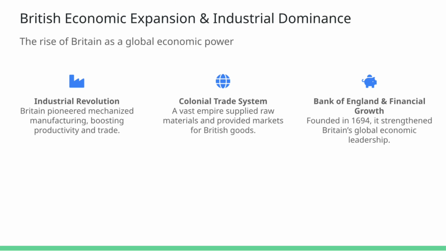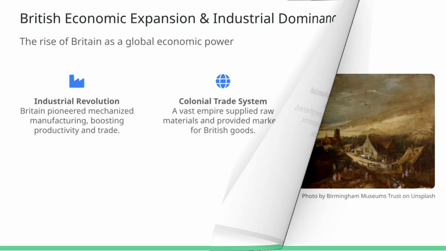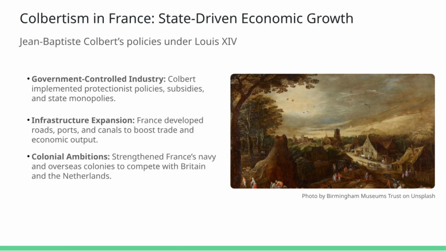But before we get too ahead of ourselves, let's take a detour to France, where a very different kind of economic strategy was unfolding. Now, let's talk about France, and one of the most influential economic masterminds of the 17th century, Jean-Baptiste Colbert. If Britain and the Dutch were all about trade and finance, Colbert had a different vision for France, one where the state controlled everything.